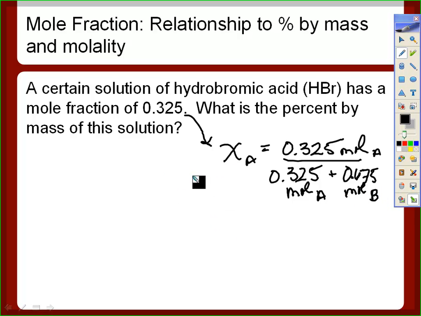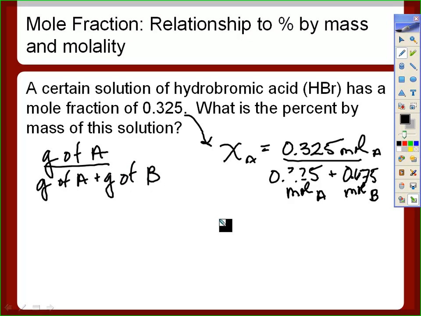Okay? So that's just coming from saying you've got your mole fraction of 0.325 moles of A per 1 mole of total solution. So if we're going to have 1 mole of total solution, 0.325 of that is A, the rest has to be B. So that's where that came from. Okay, so it asks what is the percent by mass. So what I need for percent by mass is grams of A divided by grams of A plus grams of B. So what I really need to do is convert both A and B to grams.